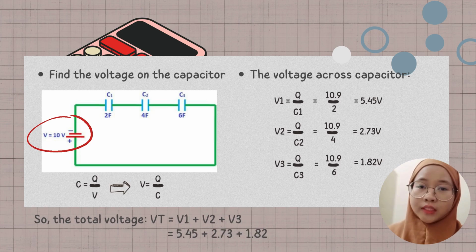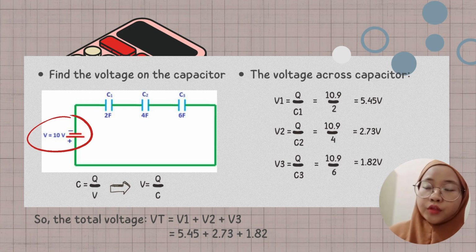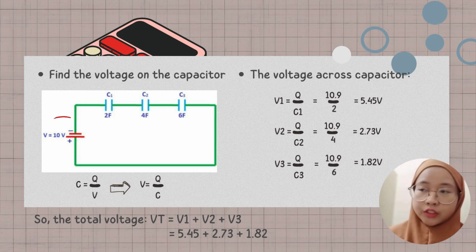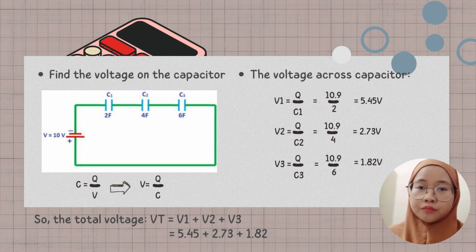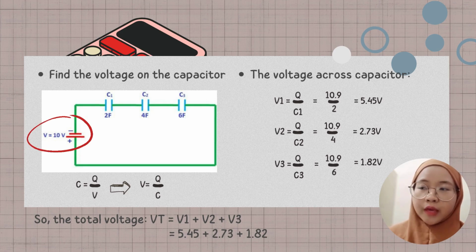So, the total voltage in a series circuit is equal to the sum of all the individual voltages added together, which will be V total equal to V1 plus V2 plus V3, which is 5.45 volt plus 2.73 volt plus 1.82 volt equal to 10 volt, which is proof of the voltage given in the diagram. And that's how a series circuit should be calculated. But remember to always memorize the formula of capacitance, charge, and voltage, just like in the table below.